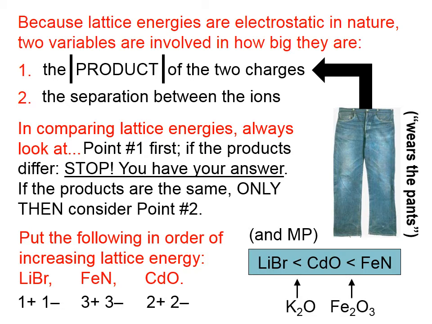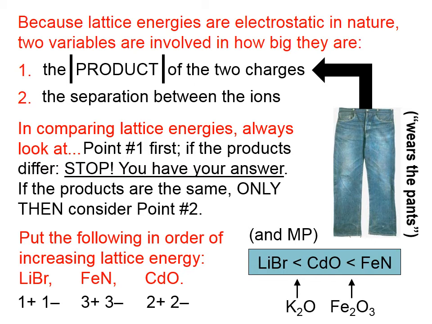There are many other ionic compounds, and if we had to predict, we would say that something like, down here at the bottom, potassium oxide would likely have a lattice energy that lies somewhere between that of lithium bromide and cadmium oxide. And that's because the product of the charges for potassium oxide is going to be 2. Potassium is 1+, oxide is 2-, so that product is 2. Similarly, iron 3 oxide, we would predict, would have a lattice energy and a melting point somewhere in between cadmium oxide and iron 3 nitride, because cadmium oxide's product is 2 times 2 is 4, iron 3 nitride is 3 times 3, that's 9.